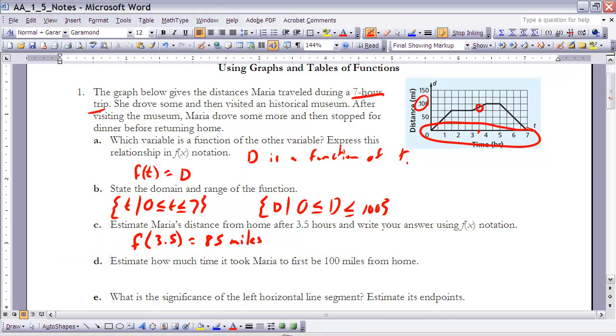Okay. Part D says estimate how much time it took Maria to first be 100 miles from home. So once again, let's look at this and see if we can figure out when she is going to be 100 miles from home. Well, here's the 100 miles, right? And we're looking at when she is first there. That looks like it is occurring right there, which is at about 4 hours. So the answer here would be 4 hours.